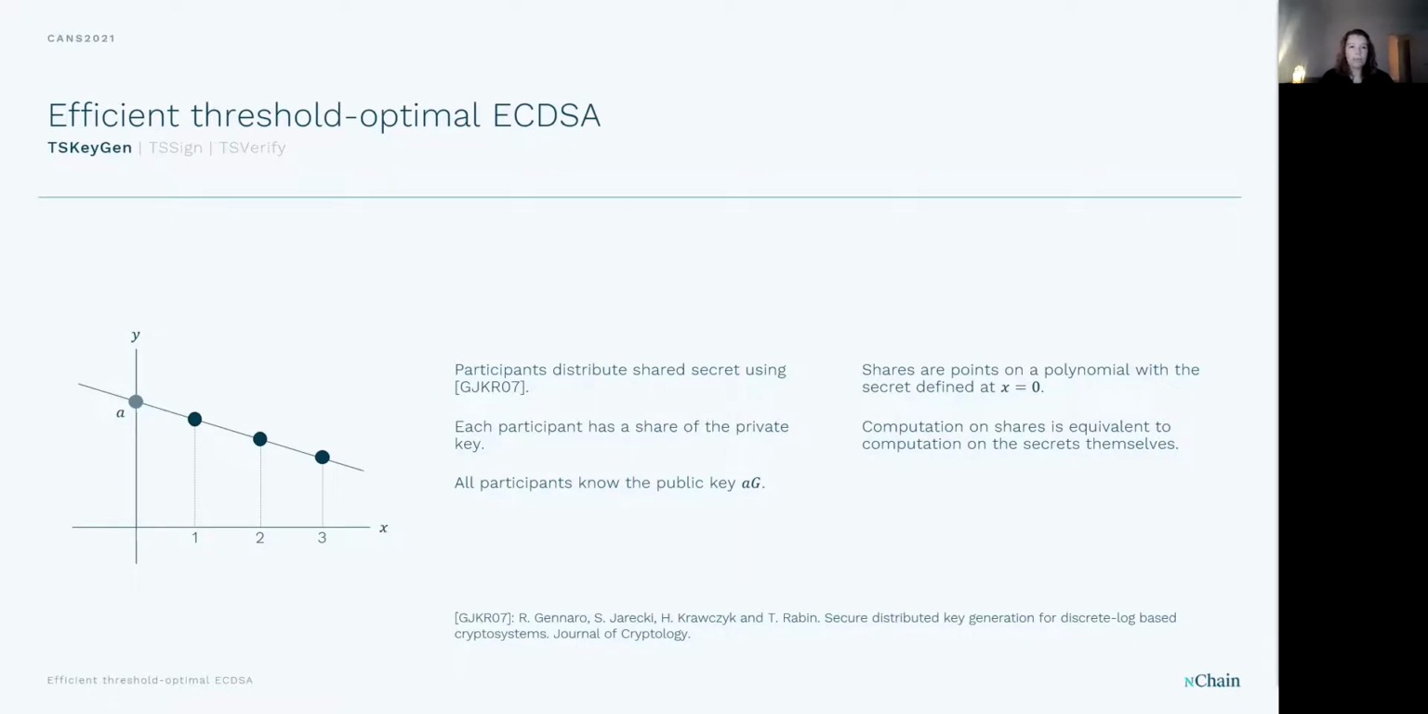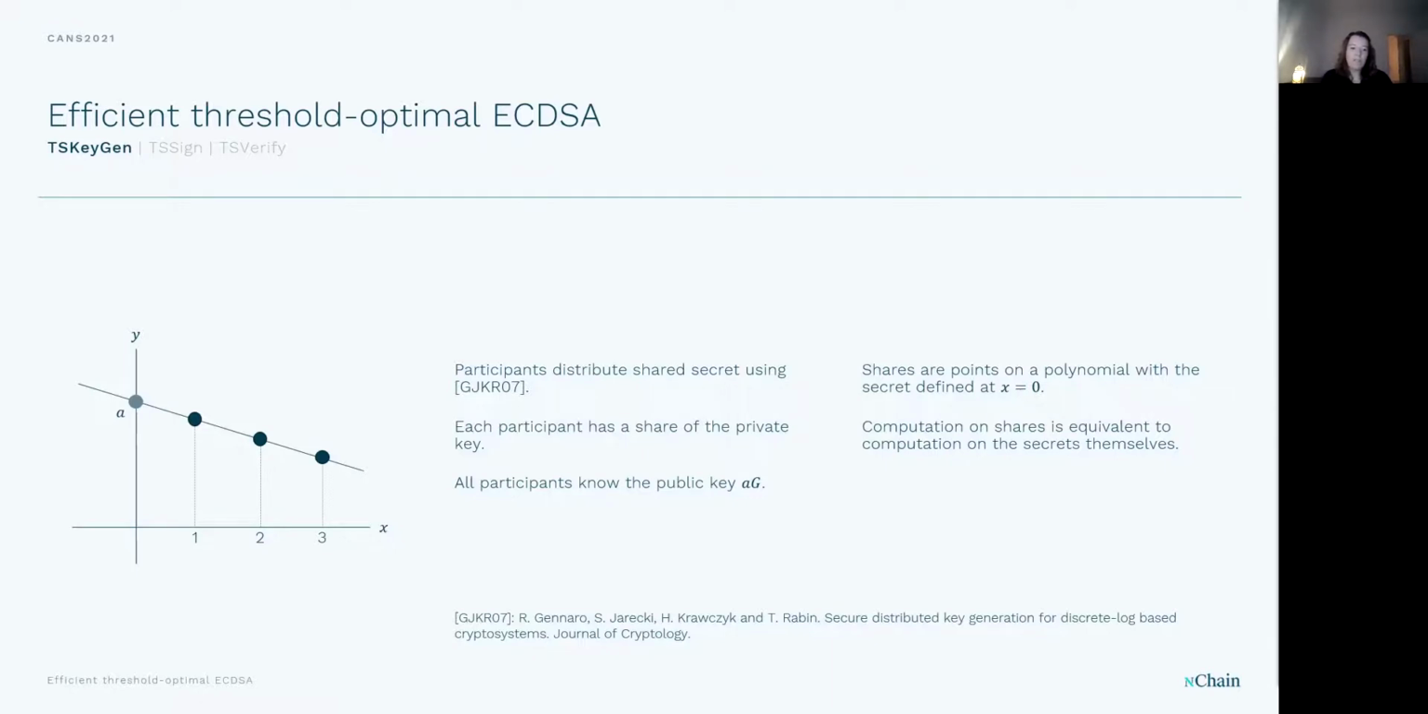Given that each participant just knows 1 point on this polynomial, it's not enough information to know anything else about the polynomial, but collectively they have the knowledge of the polynomial. And this is where we see that even though we have this shared secret, this private key A, no single participant has knowledge of that private key. It just exists through some collective knowledge, although no one explicitly knows it.